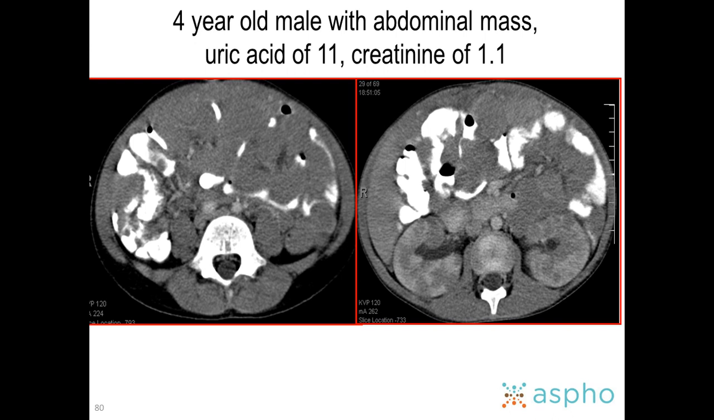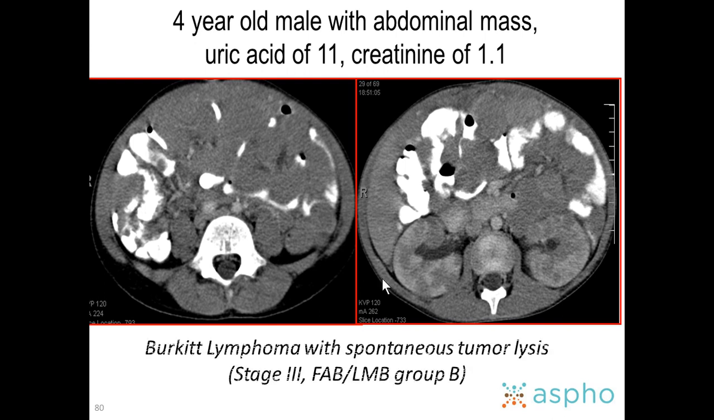So back to pictures. Here's a four-year-old male with abdominal mass, uric acid of 11, creatinine of 1.1. You see a little bit of contrast in the gut, and you see a whole bunch of lymphadenopathy throughout the abdomen, including renal involvement in both kidneys. And so this patient had Burkitt lymphoma with spontaneous tumor lysis. He was abdominal stage 3.